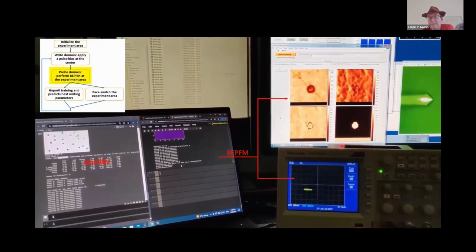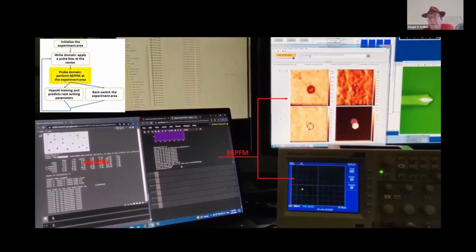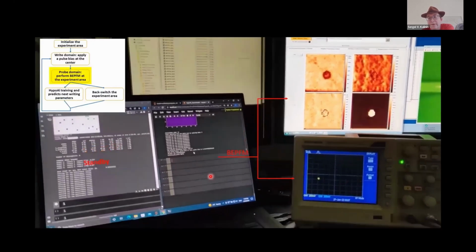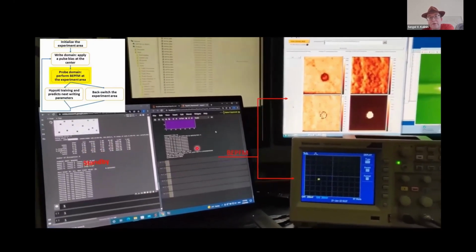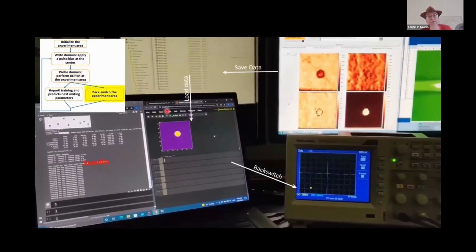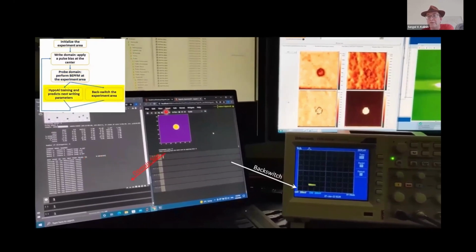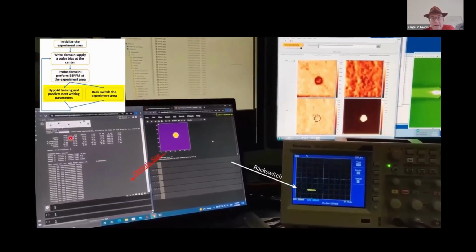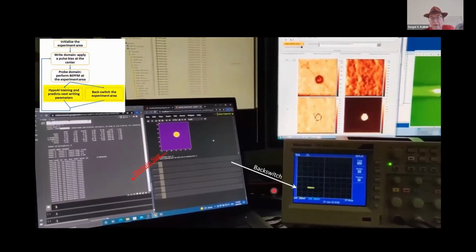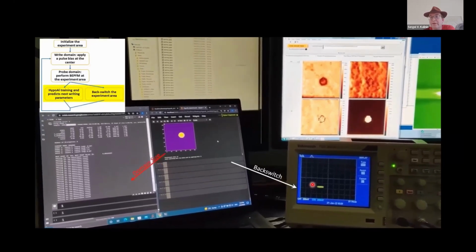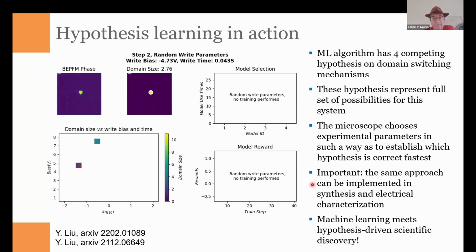So you see how it scans. We can determine the domain size. That's a fairly trivial process. And then after the domain size is measured, our machine learning agent chooses the parameters for the next experiment. So it tries to figure out what is the next magnitude and length of the bias pulse. And while the machine learning agent is thinking, our microscope deletes the domain and prepares the experiment for the next round.